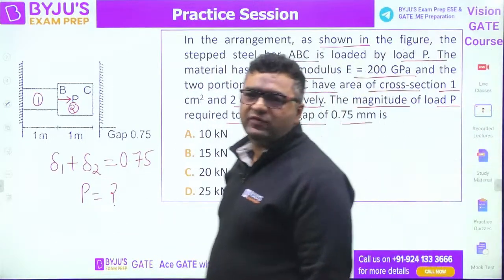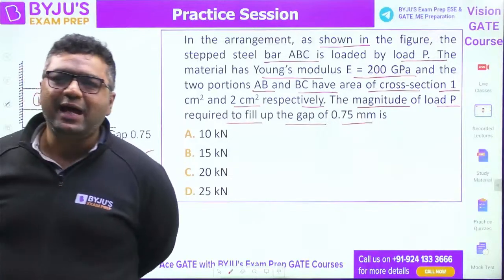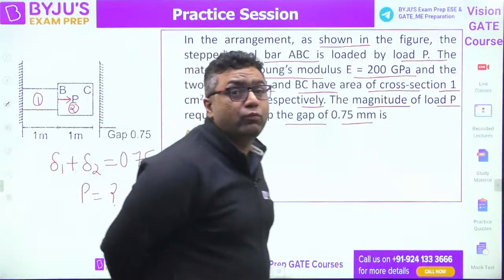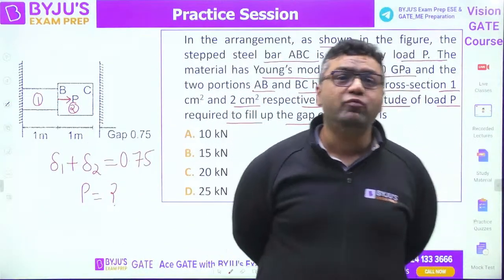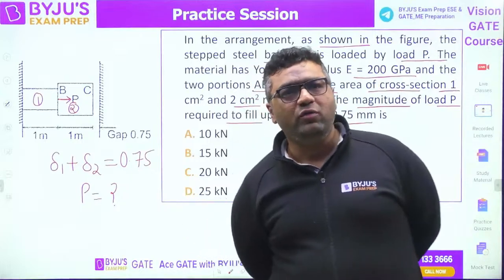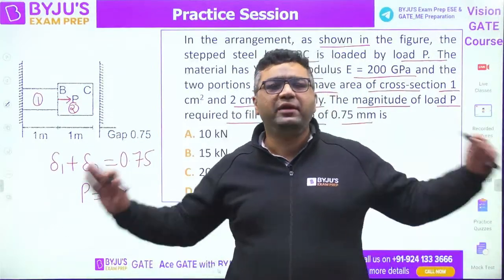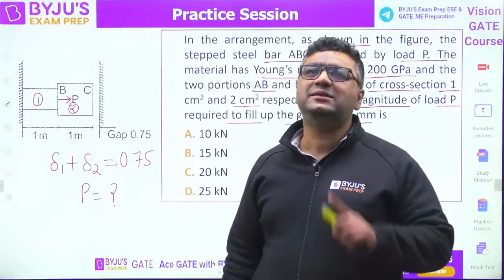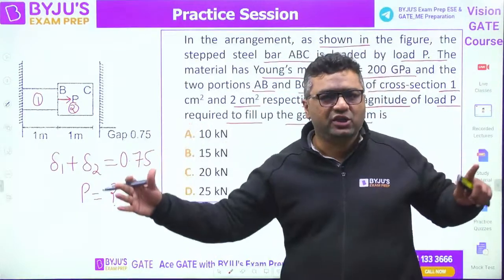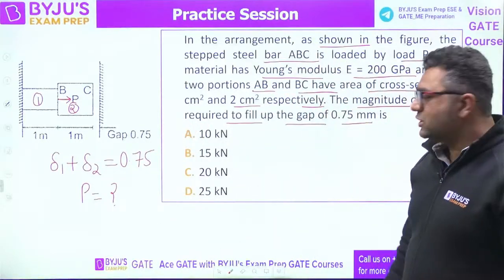Arvind is saying the answer is 15. What about others? This class is for both mechanical and civil, guys, because strength of materials is common. From tomorrow onwards, different subjects will be starting for different branches. Till today, everything is in common. From tomorrow onwards, we would be having different sessions for different branches. Okay, so just try to solve it.